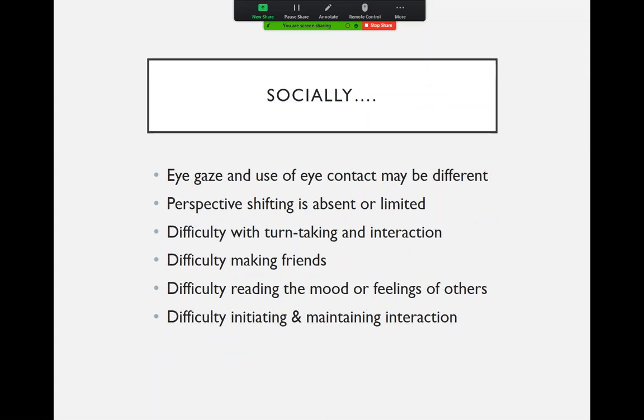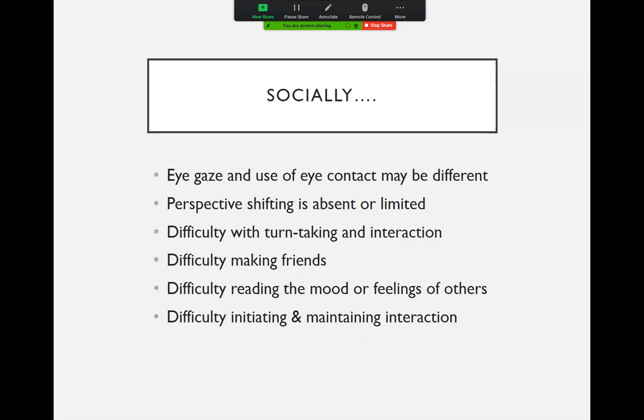Some of the eye gaze and use of eye contact can be different. Like I said, they have that fight or flight to actually make eye contact sometimes. And so you'll see them look past you, look over completely to the side. Perspective shifting is absent. So it's hard for them to understand that other people may not think or be listening to the same things they are. If they have headphones on, nobody else can hear that but them, and that is very difficult to understand.